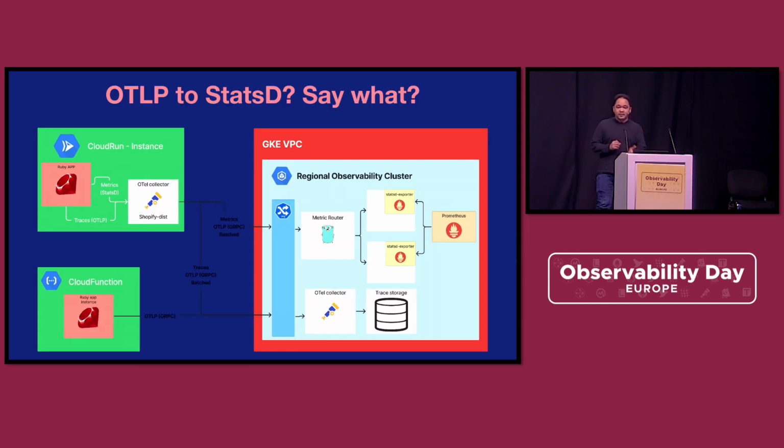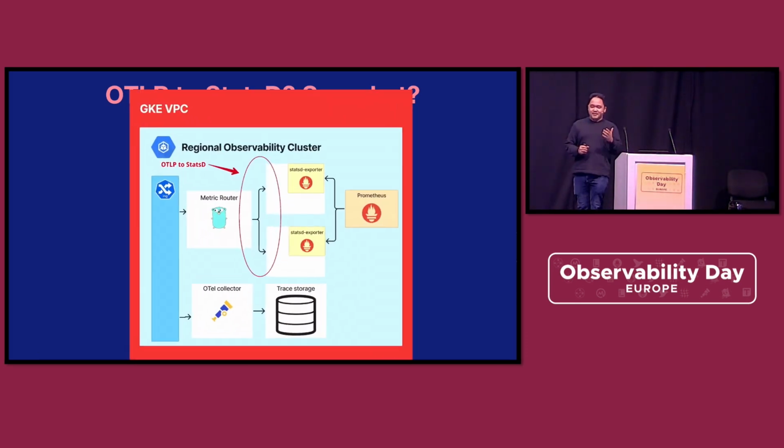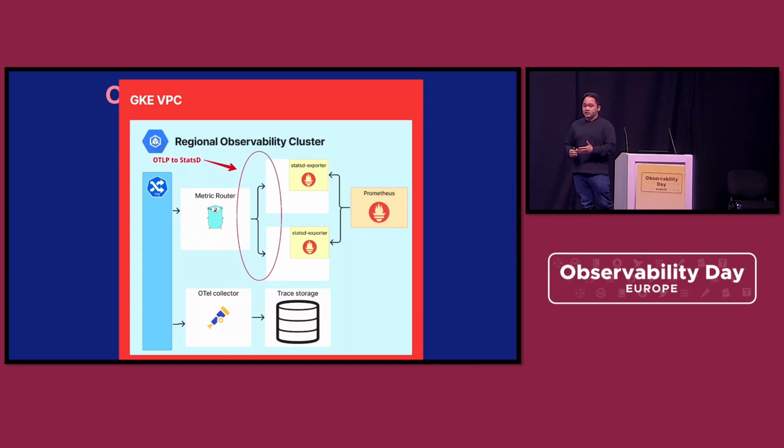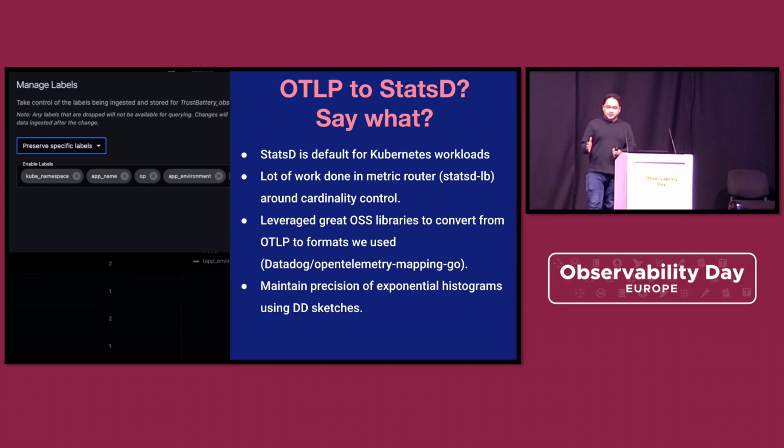Okay, so if you were paying attention until now, you may have heard that we have this step where we send metrics from this metric router to a set of statsd exporters, and you may wonder, what are these guys doing? So there is a step here of conversion between OTLP to statsd. And I have to explain this a little better.